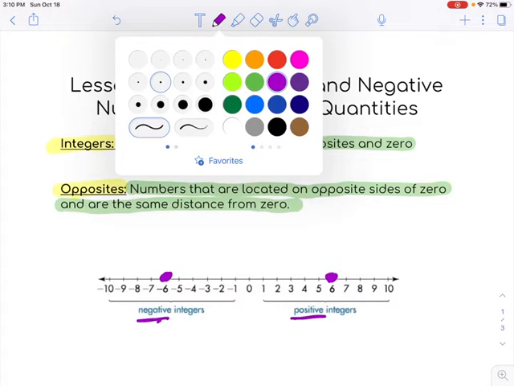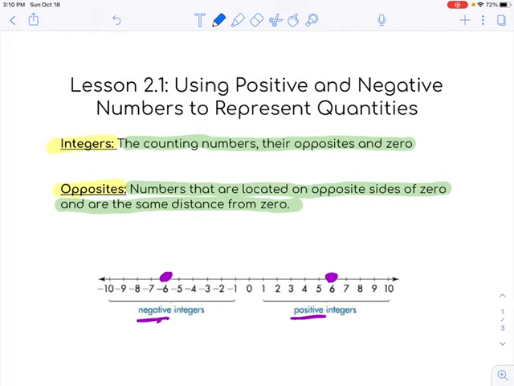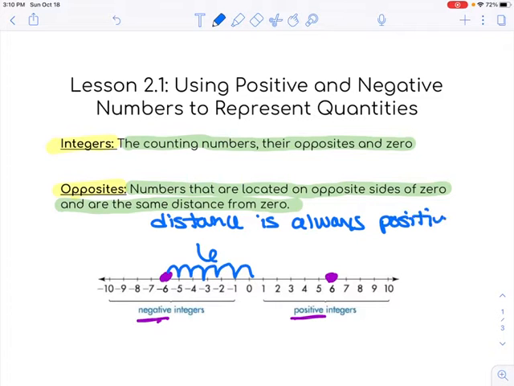To find the distance, we can just count how far away it is from 0. So first, -6 is 1, 2, 3, 4, 5, 6 spaces away from 0. And notice that I put a +6 here because distance is always positive. So no matter if you're talking about a positive or a negative number, if you then want to count the distance in between any integer, distance is always positive.